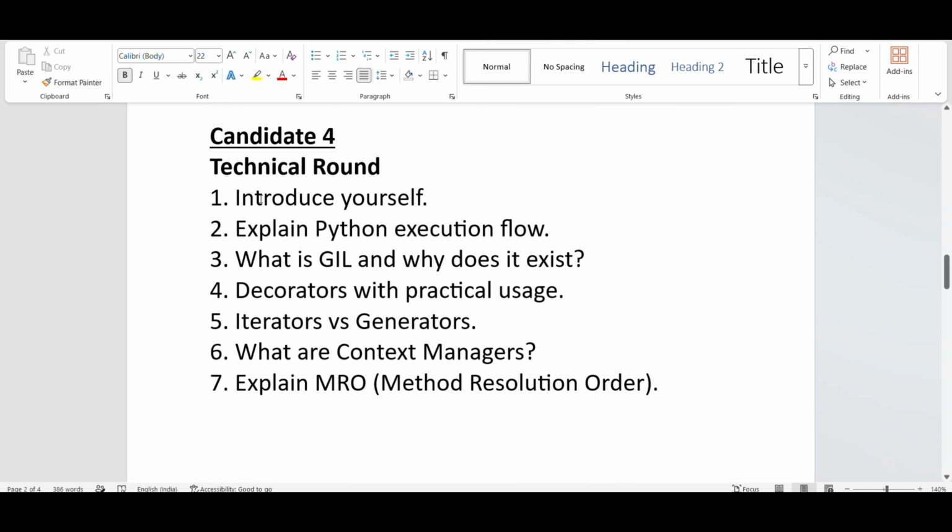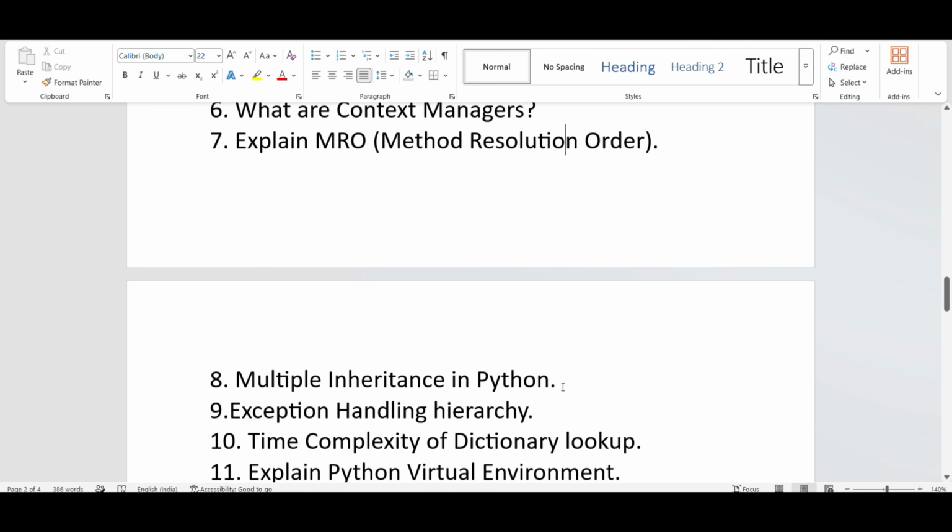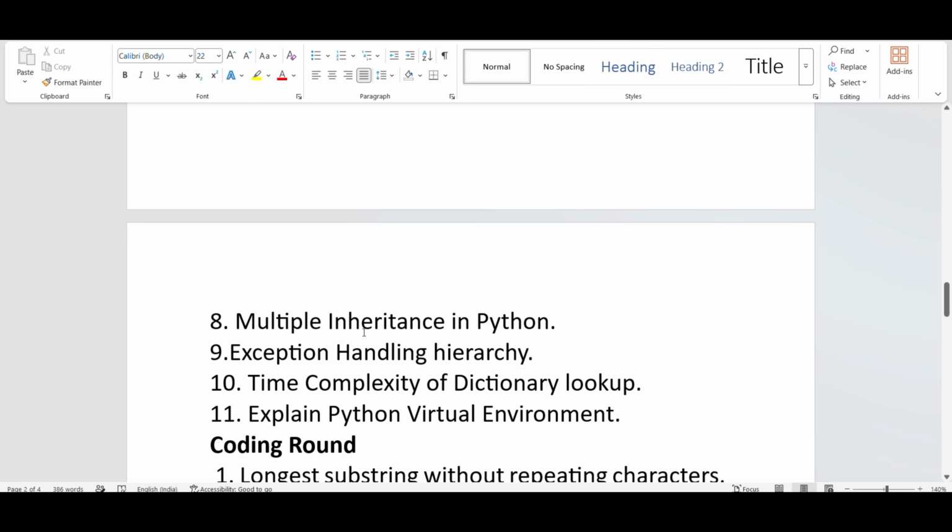Yeah, technical round. First question is introduce yourself, and then technical questions: explain Python execution flow. Third question is what is GIL and why does it exist. Fourth is decorators with practical usage. Fifth is iterators versus generators. Sixth question is what are context managers. Seventh question is explain MRO. MRO means method resolution order. Eighth is multiple inheritance in Python. Ninth is explain exception handling hierarchy. 10th is time complexity of dictionary lookup. 11th is explain Python virtual environment.